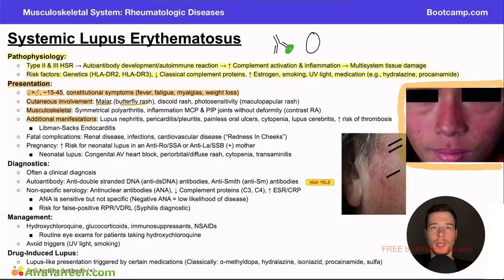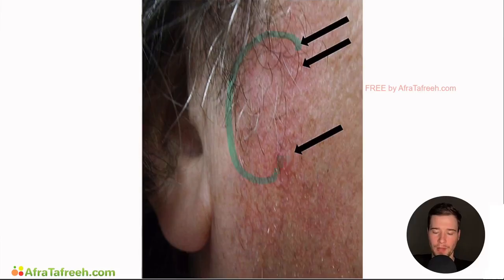Another key rash they like you to know is that of a discoid rash. So if you draw your attention to this image over here, you can see we have very well-defined erythematous plaques that are forming in kind of a discoid shape. This can ultimately lead to scarring and atrophy of the skin as well. So it's important not to forget about this type of rash.